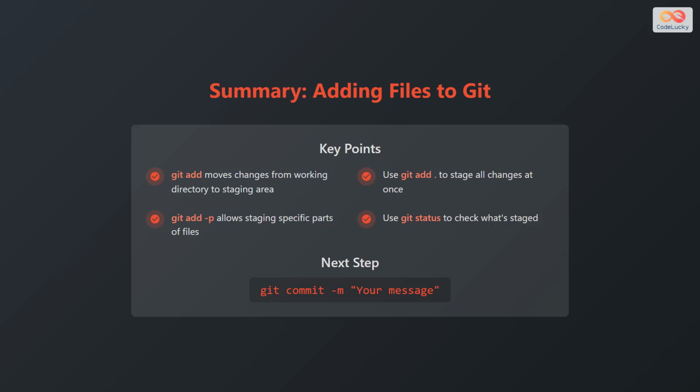In summary, remember that git add moves changes from the working directory to the staging area. Use git add to stage all changes at once, and git add -p allows staging specific parts of files. Always use git status to check what is staged before committing. As a next step to the staging, type git commit -m, followed by your message inside double quotes.